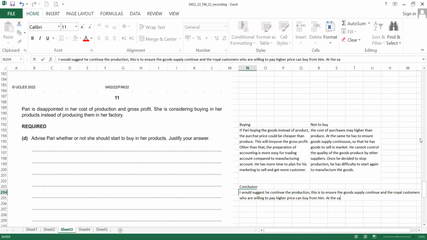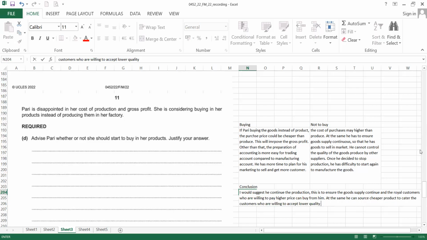At the same time, he can source cheaper product to cater the customer who are willing to accept lower quality so that you can improve the gross profit margin.